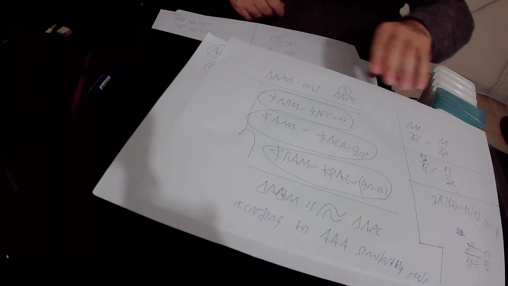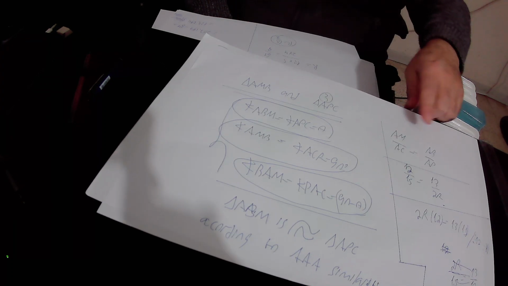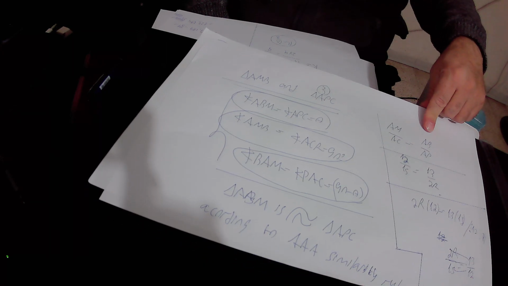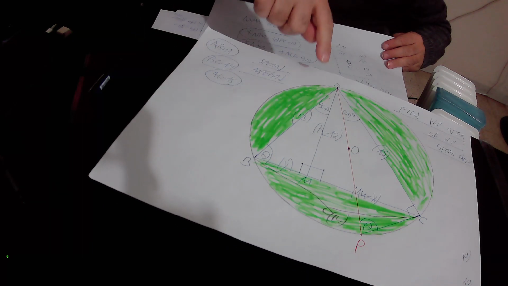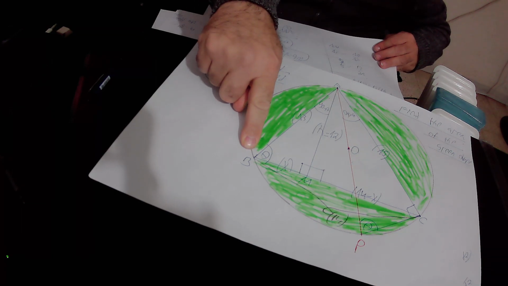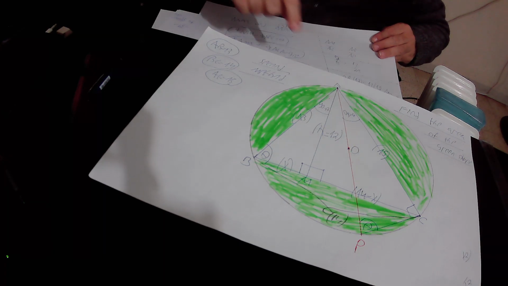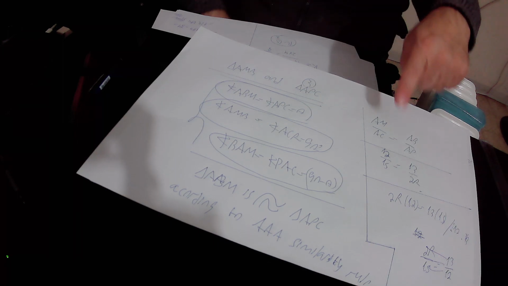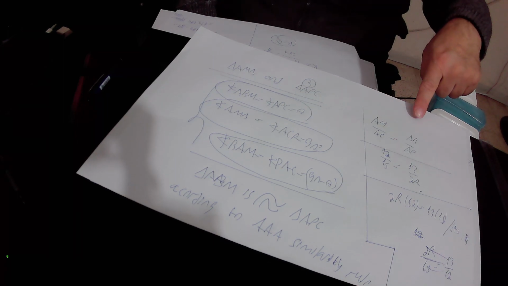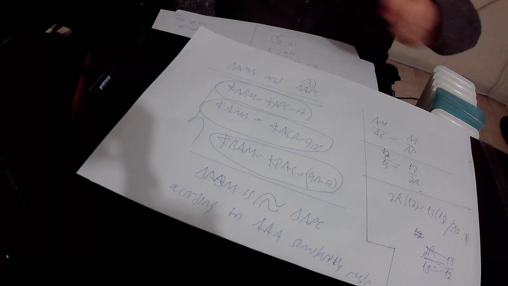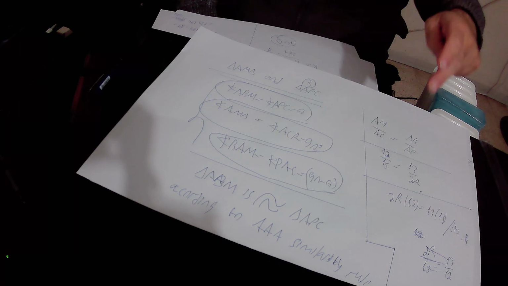equals AB over AP. Repeat again: AM over AC equals AB over AP. AM is 12, AC is 15, AB is 13, and AP is 2 times capital R. AP is the diameter of the circle, it is 2 times the radius.